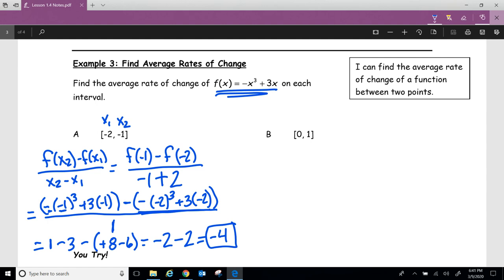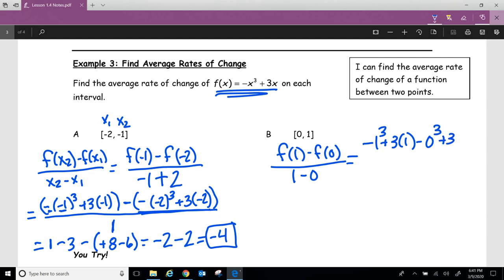Let's do the same thing, but this time we're going to do it between 0 and 1. So I've got f of 1 minus f of 0 all over 1 minus 0. So this would be negative 1 cubed plus 3 times 1 minus 0 cubed plus 3 times 0.